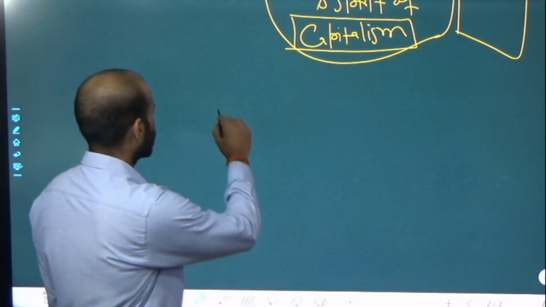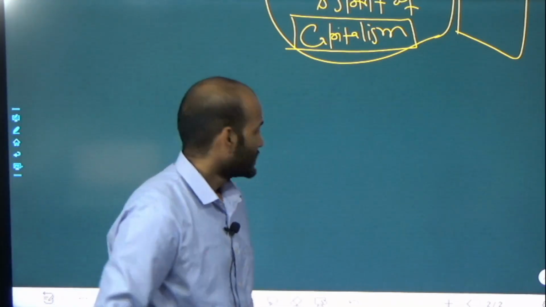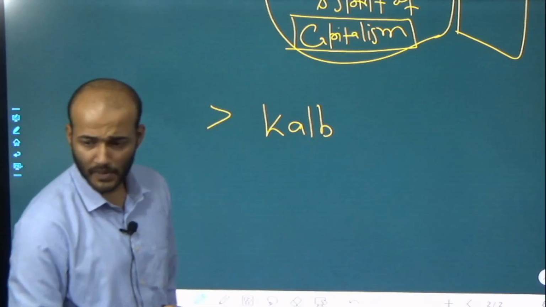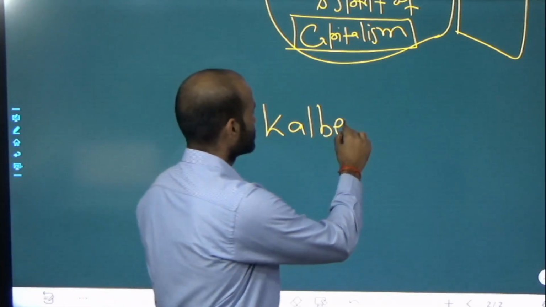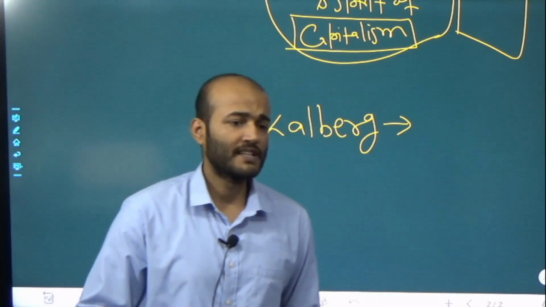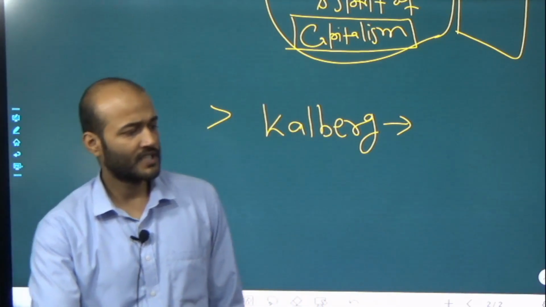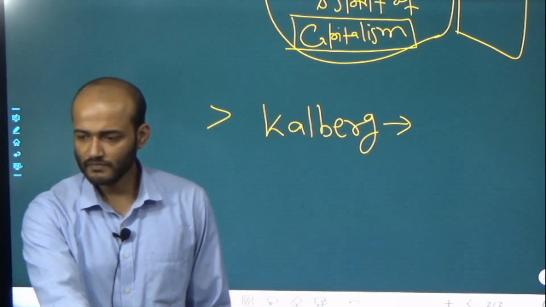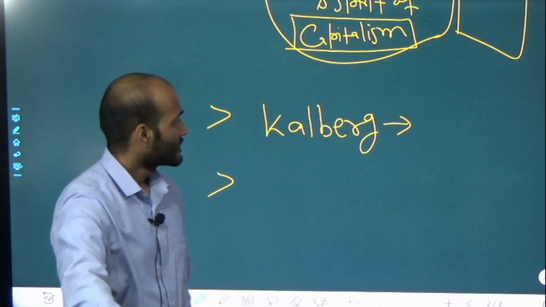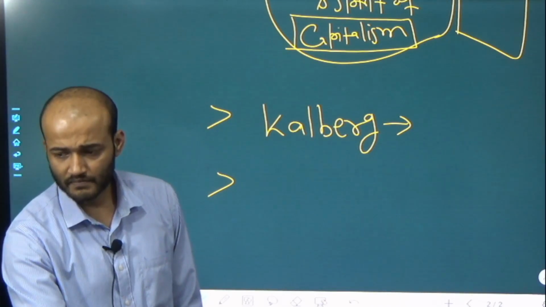नेक्स्ट बुलेट पॉइंट बनाएंगे. ठीक है. कार्लबर्ग, C-A-L-B-E-R-G. According to Carlberg, ideal type is a kind of yardstick. ठीक है.